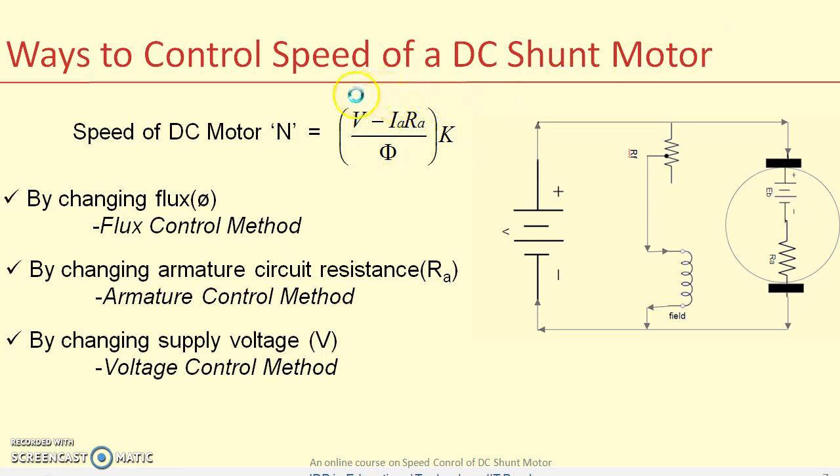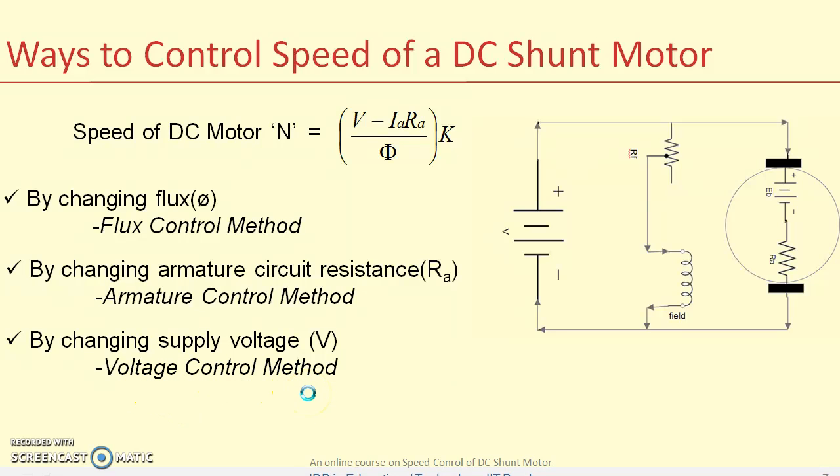Another way of changing the speed of this machine is by adjusting this voltage. Though in most cases this supply voltage is a constant, we can find some means of having a variable supply voltage. If you find some means of changing this voltage, you can change the speed. This method is called the voltage control method.